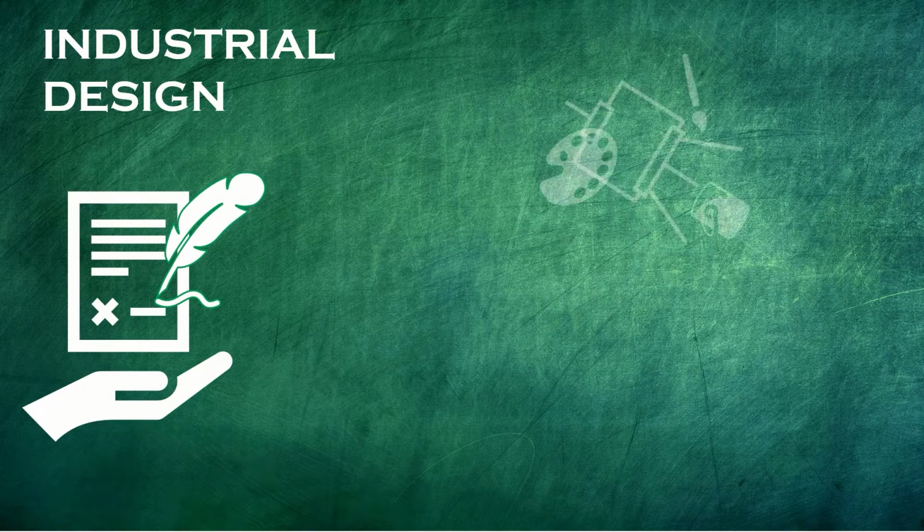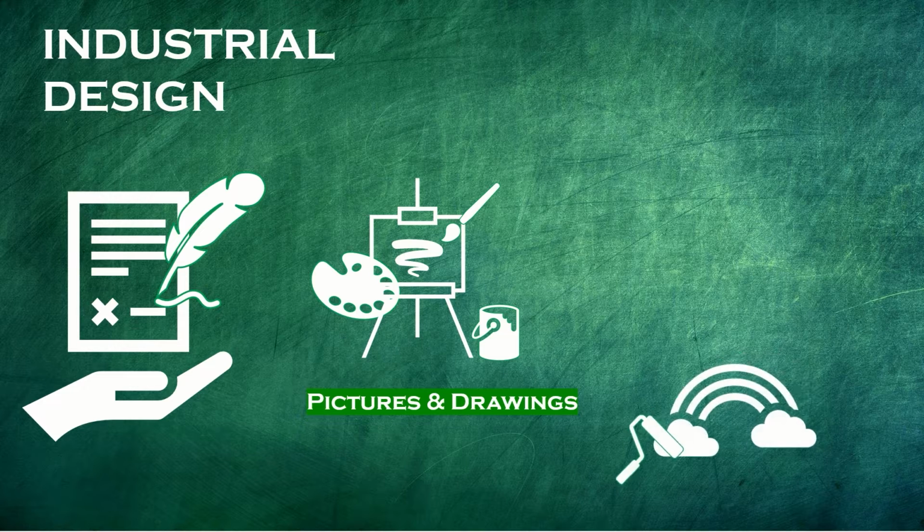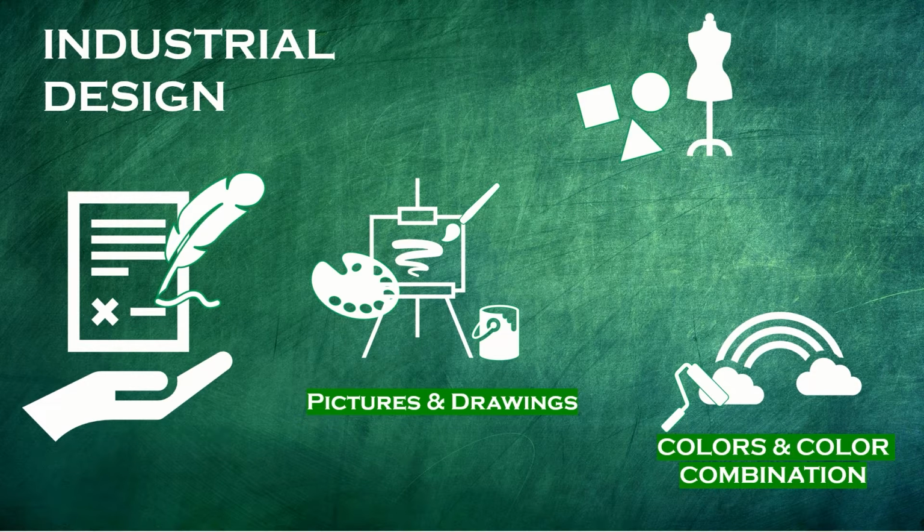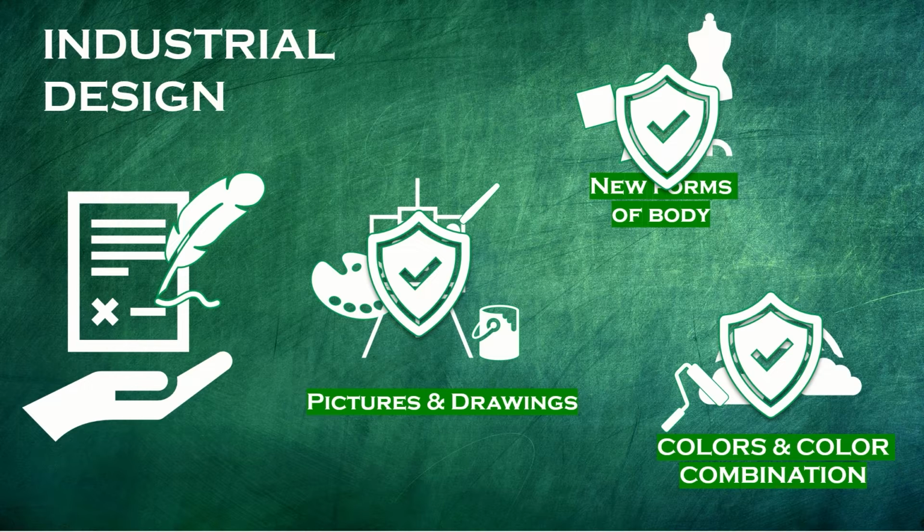However, not so fast. There are more options than just patents. Let's take a closer look at industrial design rights. It is an exclusive right used for protection of new forms of body, picture, drawing, contours, composition of colors, or a combination of these design features. And industrial design protects the appearance of the creation, not its functionality.